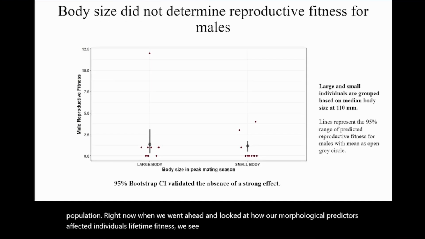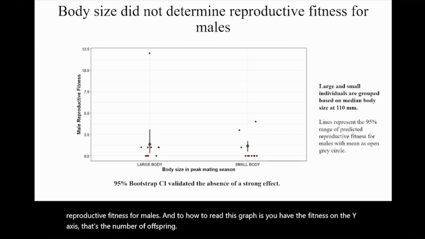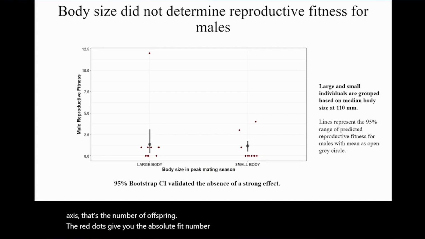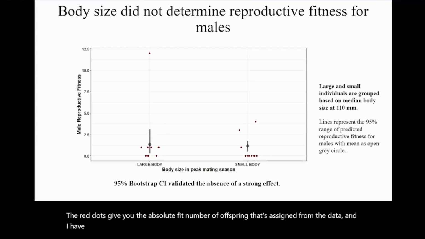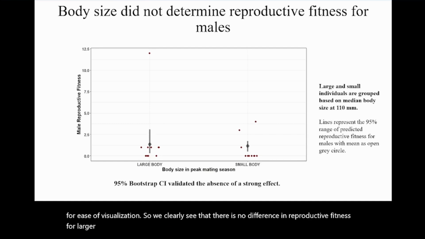body size actually did not determine reproductive fitness for males. How to read this graph is you have the fitness on the y-axis, that's the number of offspring. The red dots give you the absolute number of offspring that's assigned from the data. And I've converted my continuous variable, that is body size, into categories as large or small, just for ease of visualization. So we clearly see that there is no difference in reproductive fitness for larger and smaller males. We also did a bootstrap just to validate the absence of an effect.